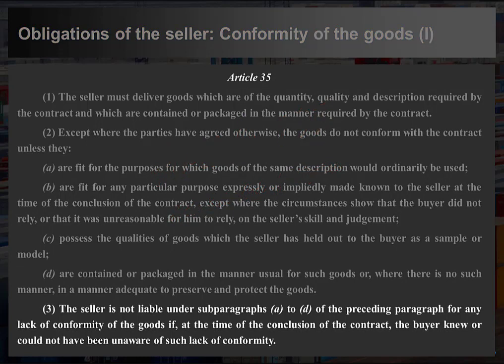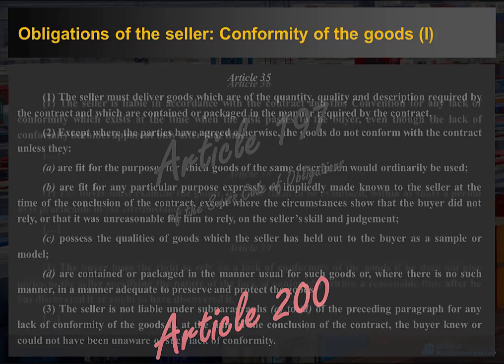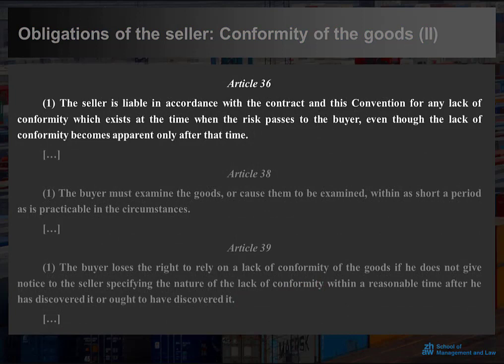Paragraph 3 of the same article in the CISG states that the seller is not liable for any lack of conformity of the goods if at the time of the conclusion of the contract the buyer knew or could not have been unaware of such lack of conformity, which corresponds to what the Swiss Code of Obligations states in Article 200.